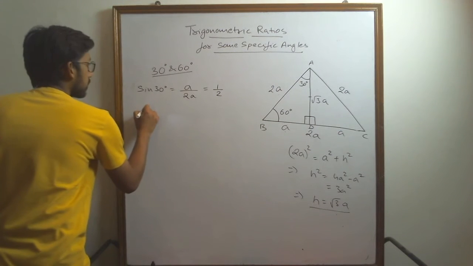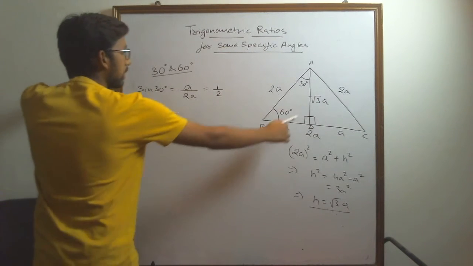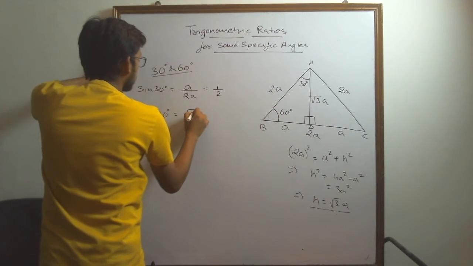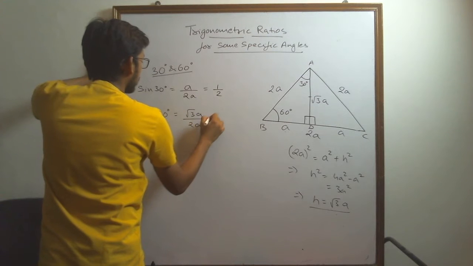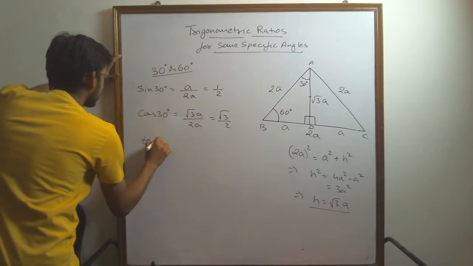Okay, let's look at cos 30 degree. Adjacent upon hypotenuse. Adjacent is root 3A. Hypotenuse is 2A. So this is root 3 upon 2. Tan 30 degree.